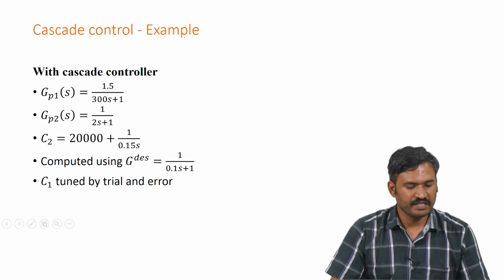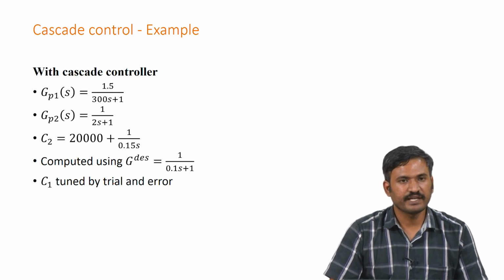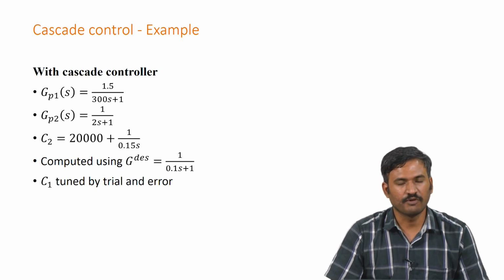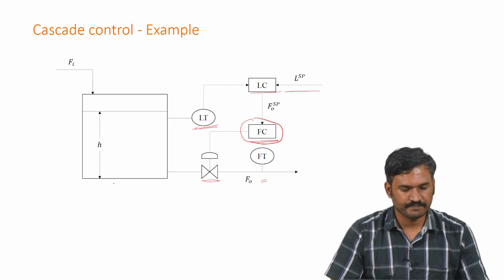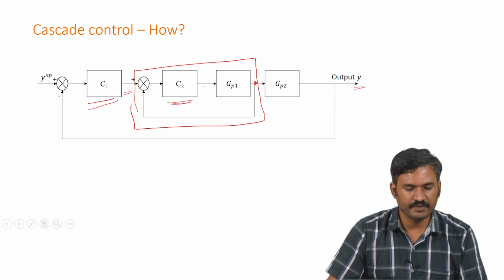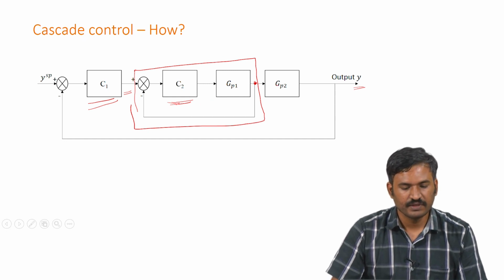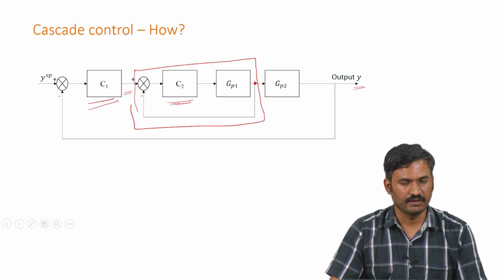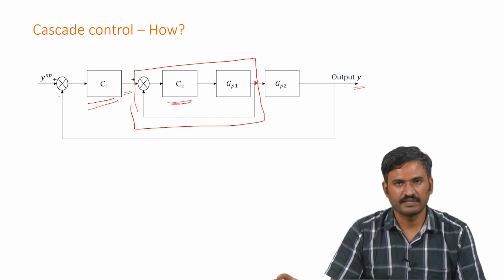Then C1 is tuned by trial and error. You can as well tune using the Ziegler-Nichols method or similar methods. Those require computation of the open loop transfer function. That will include GP1 C2 divided by 1 plus GP1 C2 times GP2 as the open loop transfer function, and then we have to compute the controller configuration using the direct synthesis method.